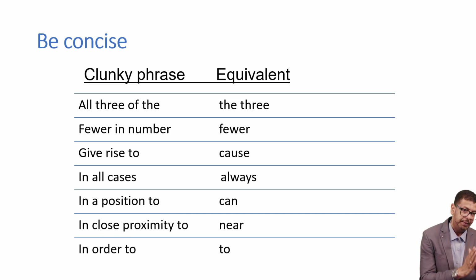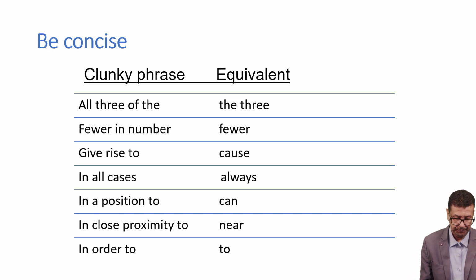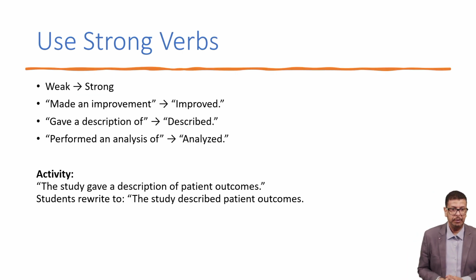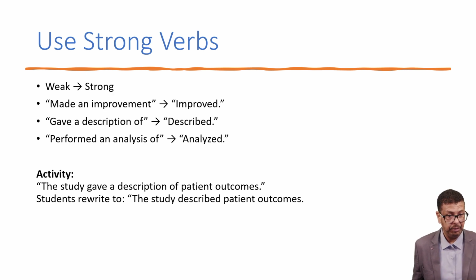Always use the equivalent term on the right side of the screen and avoid the left side. So instead of all three of the three, use all three; instead of give rise to, use cause; instead of it is in a position to, use can; instead of closely approximately, use near; instead of in order to, use to. So you have to use a very strong verb. Instead of made an improvement, say improved. Instead of gave a description, describe. Instead of perform an analysis of, analyze, and so on.